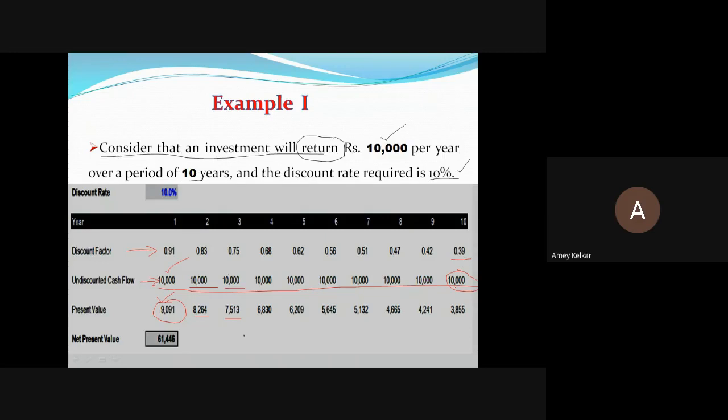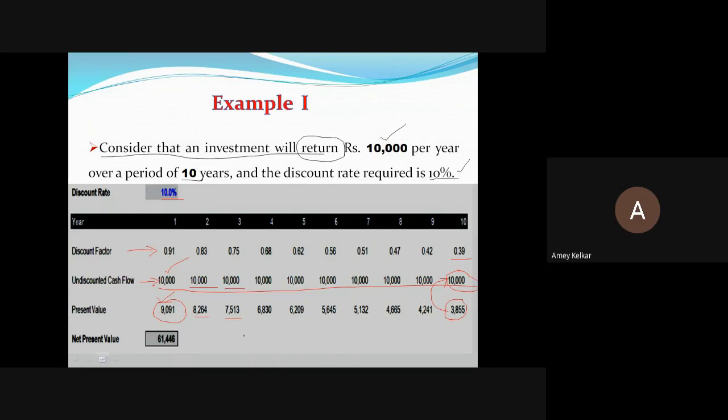So this is only the example I wanted to show: 10,000 with a discounting factor or rate of interest of 10%. If you're getting 10,000 per year for 10 years, that last installment of 10,000 which you'll be getting, as of today its worth is only how much? 3,855. It means from 3,855, in 10 years your money has grown to 10,000. So this is an example. Why I'm quoting this is, this will tell you how the money grows with time.